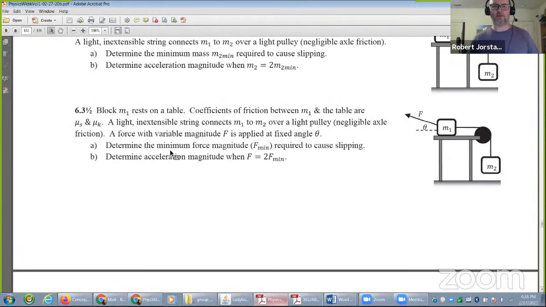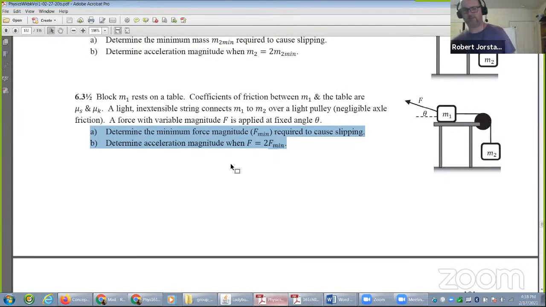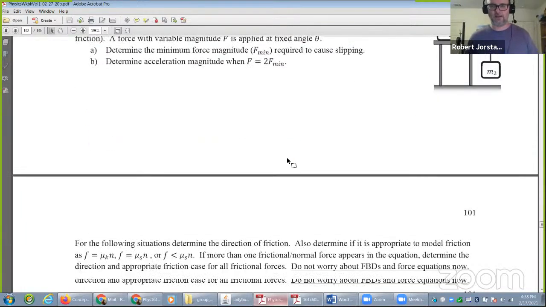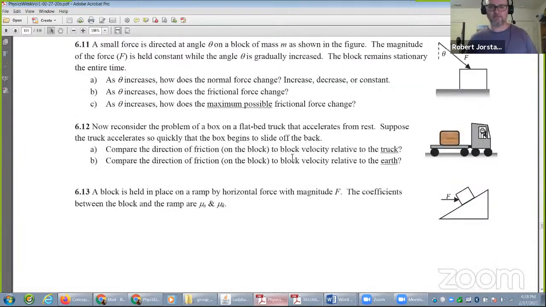I do want to say one more thing. If you have, on the bottom of page 100, update the question to read this. So 6.3.5, the bottom of page 100. I think we talked about this one last time, and I didn't want to use M2 minimum. I meant to say F minimum to cause slipping. So that makes the problem make a lot more sense. It makes the solution make a lot more sense, and I apologize for that. That said, these were to help you figure out the direction of friction.